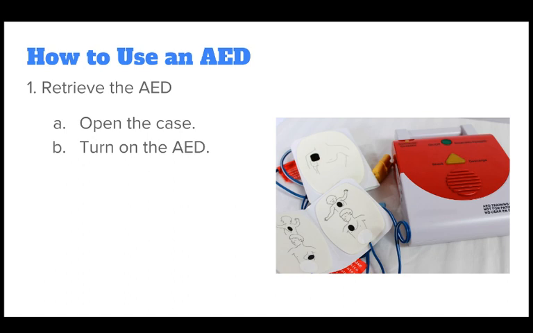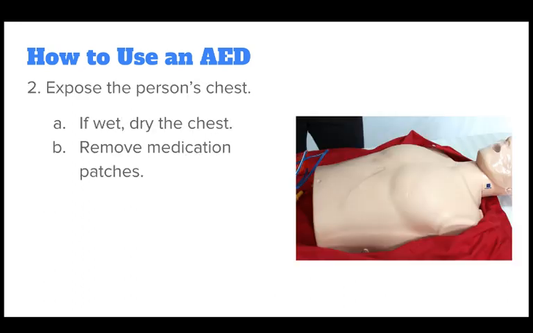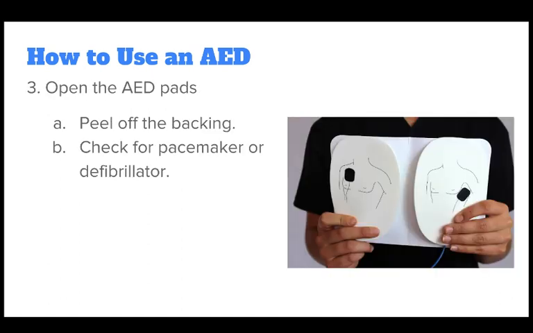So to use an AED, first you're going to retrieve it. And once it's retrieved, you're going to open the case and turn the device on. Then you want to expose the victim's chest. If the chest is wet, make sure you quickly dry it off and remove any medication patches that the victim might have. Then open the AED pads and peel off the backing.